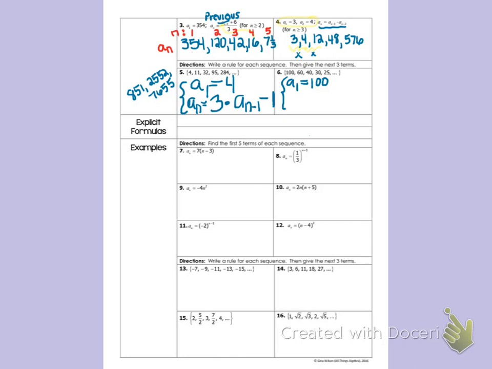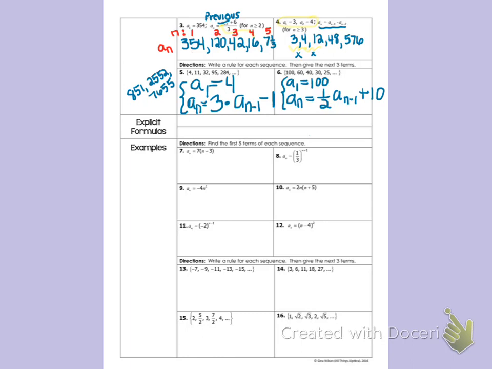So what it looks like I'm doing to get the nth term, and again, this is just looking for a pattern, is I am dividing by 2, or multiplying by a half, the prior term, so a sub n minus 1, and then I'm adding 10 on after I do that. And that works to generate all these terms.